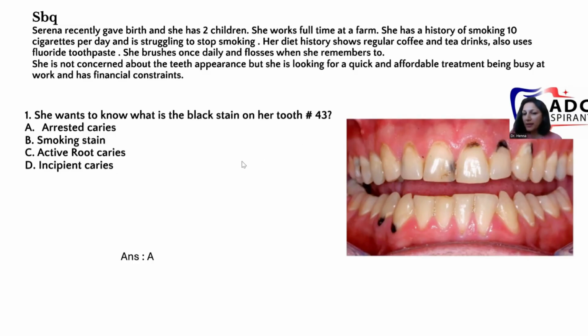Active root caries. In a while, I will show you a picture or a flowchart or a distinguishing table between active and arrested caries to make you understand what the difference is, and incipient caries as well. So you must know how all of these carious lesions or stains look in order for you to arrive at your correct answer.